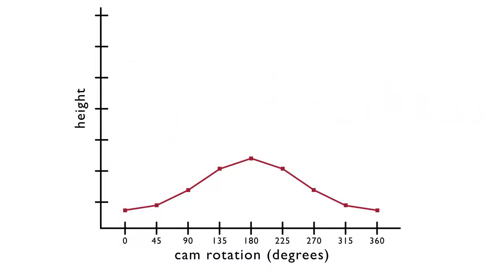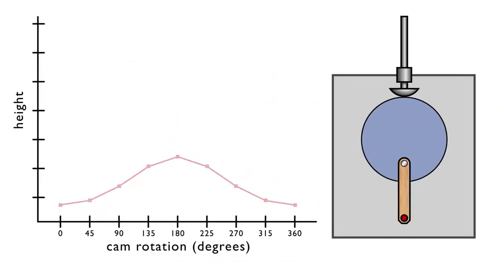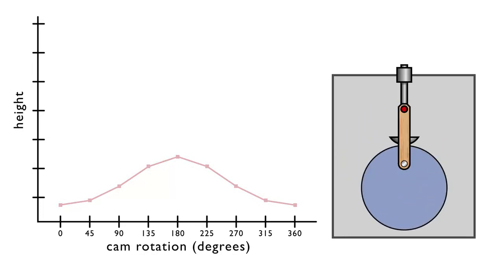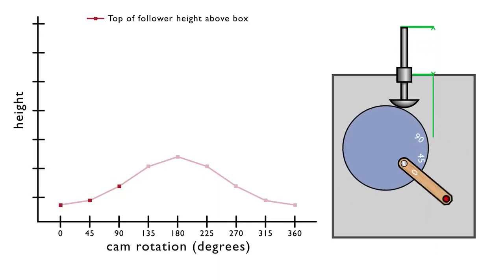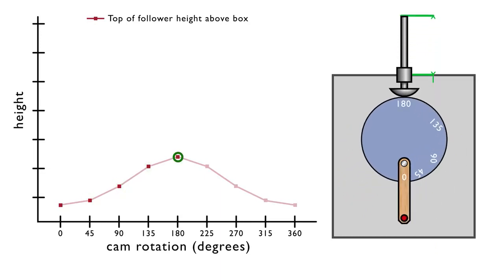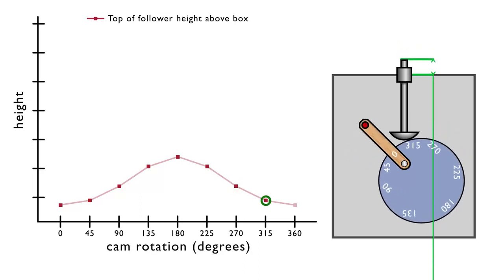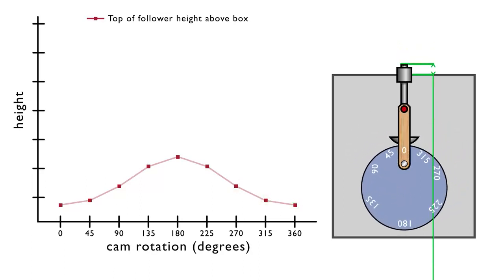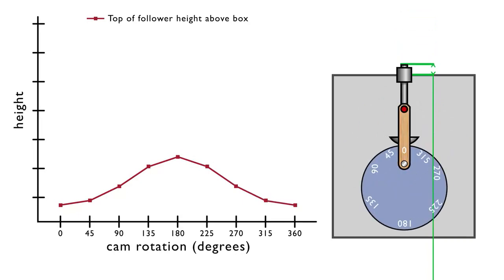Let's investigate how this motion graph relates to this cam. We adjust the cam so that the follower will be in its lowest position, which we'll call 0 degrees. We'll rotate the cam 45 degrees and mark the new position of the follower. We repeat this process of marking the position every 45 degrees until we reach 360 or 0 again. The resulting graph shows the motion of the follower over one complete rotation of the cam.